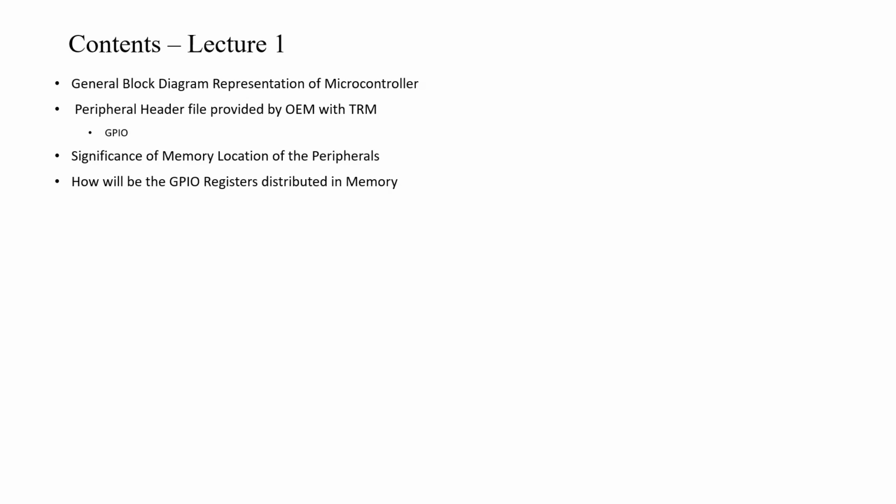And then we will also talk about the significance of the memory location of the peripherals. There will be some start location, there will be some offset. So we will look into the memory locations, and also we will see the GPIO registers, how they have to be finally distributed in the memory. So let's get into the video.